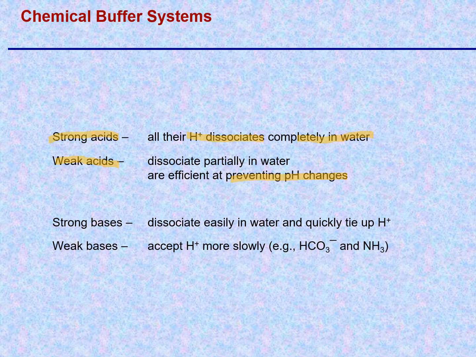Similarly, although the opposite, strong bases will dissociate easily in water and quickly tie up or take up hydrogen ions. So they have a strong effect in taking up hydrogen ions and raising pH. Weak bases accept hydrogen ions much more slowly, and good examples of that include bicarbonate and ammonia, amino groups.